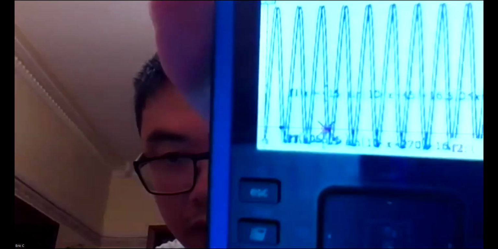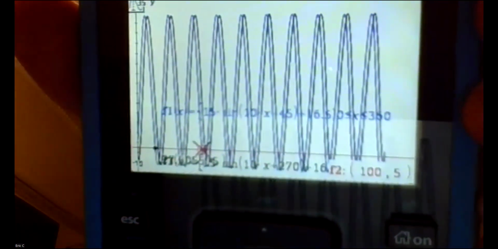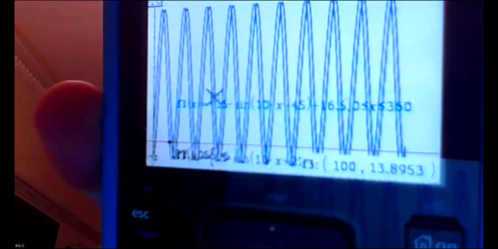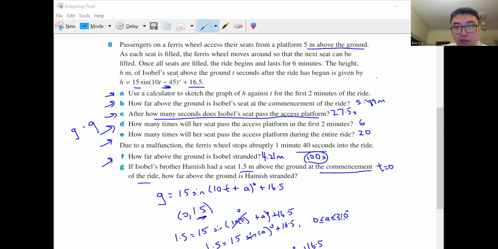Get this one here. You can see at the bottom right it's currently going for function 2. We don't want that. We want to press up to function 3. You can see there, it jumps to function 3. And then you just type 100, so that your trace is for x equals 100, and then y equals 13.89. So that's the answer for the very last question there.